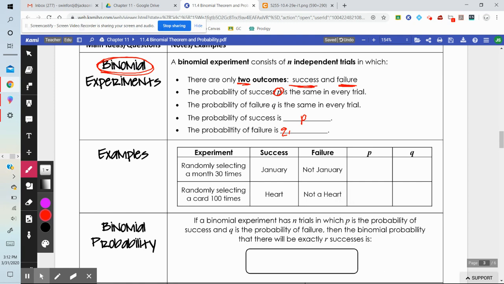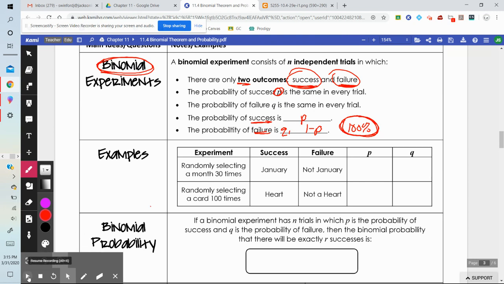We're going to say that Q is the same thing as 1 minus P, because we know that these two events, success and failure, are complements. If one of the probabilities is 30%, the other one's going to be 70%. If one of them's 20, the other one's going to be 80, because those are the only two things that can happen. So the two probabilities have to add up to 100%. That's the reason I can say that if the probability of success is P, then the probability of failure is 1 minus P.